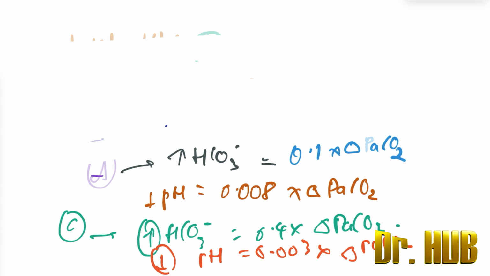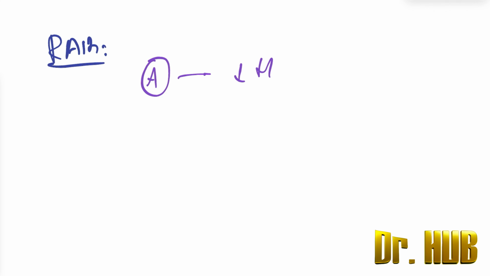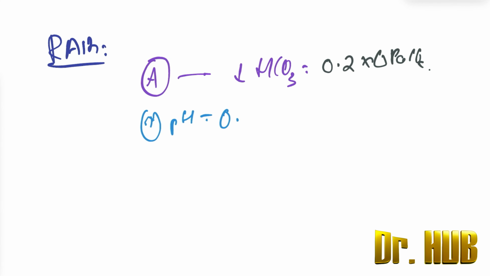Then we move on to respiratory alkalosis. So what happens in respiratory alkalosis? Again we have the acute and the chronic. In acute, there is a decrease in the HCO3, and this is equal to 0.2 times the delta PaCO2. And then there is an increase in pH, which is 0.008 times the delta PaCO2.